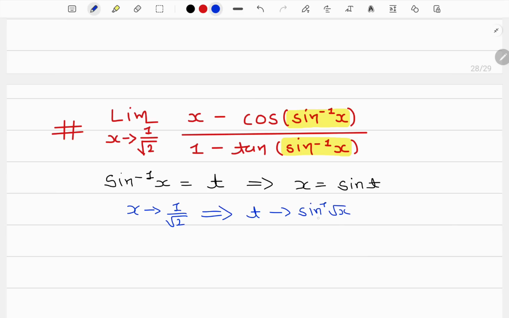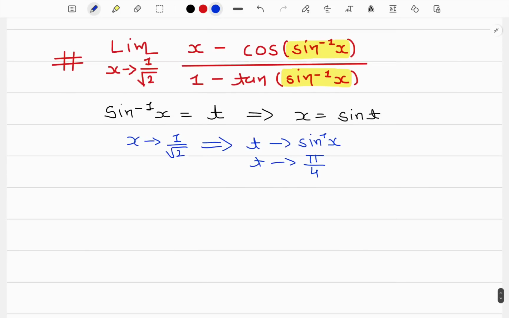We can say t tends to sin inverse x, and x is 1 upon root 2. So sin inverse 1 upon root 2 is nothing but pi by 4. So t tends to pi by 4, right? Okay, so is that clear?